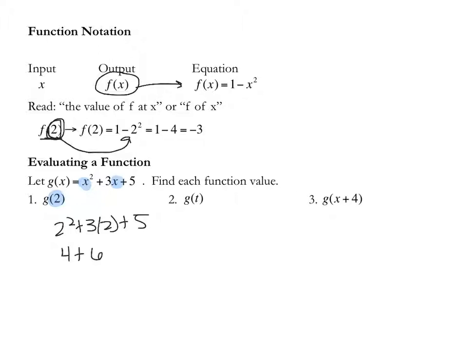You get 4 plus 6 plus 5, 10 plus 5. You're just going to get an output value. That's our output value right now is 15. So by inputting 2, we get an output of 15.